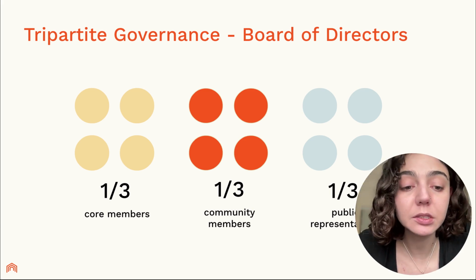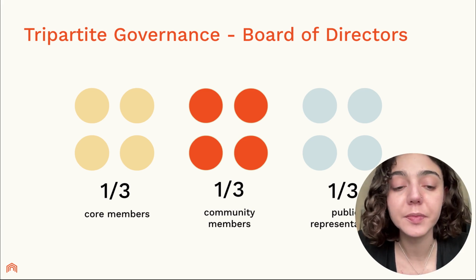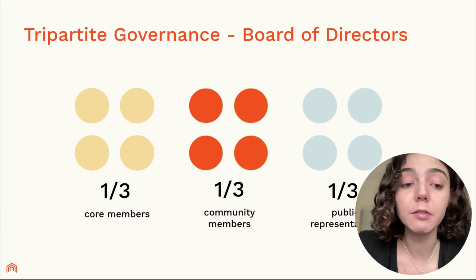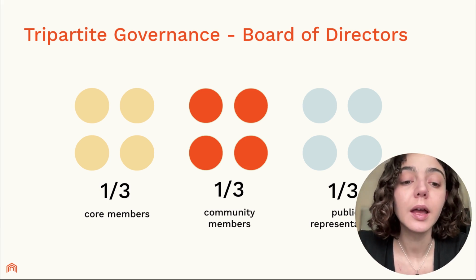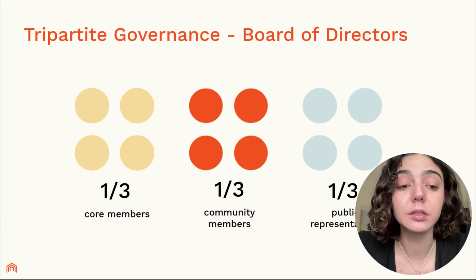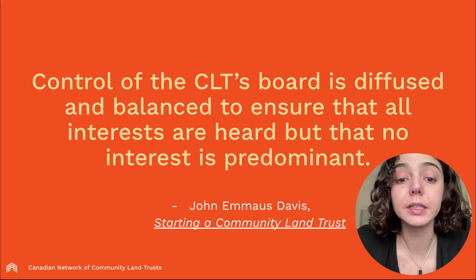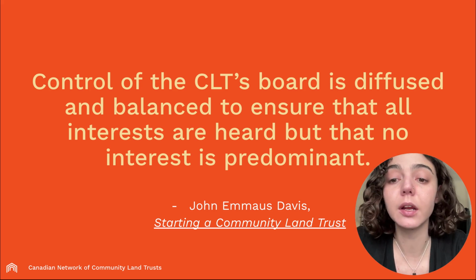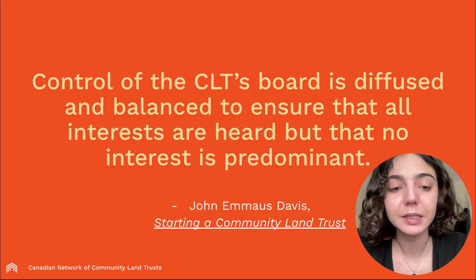So to get into the tripartite structure a bit more, tripartite refers to there being 3 parties, so basically 3 categories, often of membership and also of the board. A tripartite board is a specific form of multi-stakeholder board, which is a broader category of how you can structure a board. That means that different seats are allocated to ensure representation from different stakeholders. I really like this quote from John Davis, who's a major figure in the CLT movement in the States. Control of the CLT's board is diffused and balanced to ensure that all interests are heard, but that no interest is predominant. So let's talk about this a little bit more.